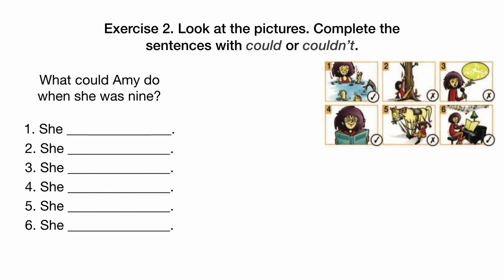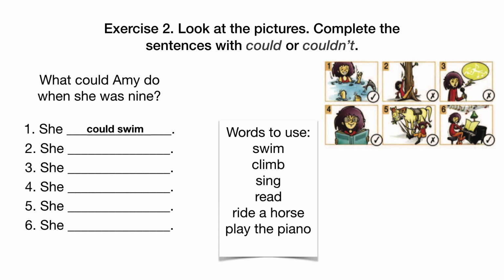Now let's have a look at this exercise. You need to look at the pictures and complete the sentences with could or couldn't. So the question is, what could Amy do when she was 9? For example, she could swim. You can pause the video if you don't need hints about which words to use, and if you need them, please pause the video right now because you can see them and start doing the exercise.